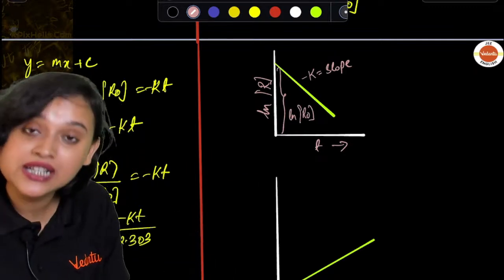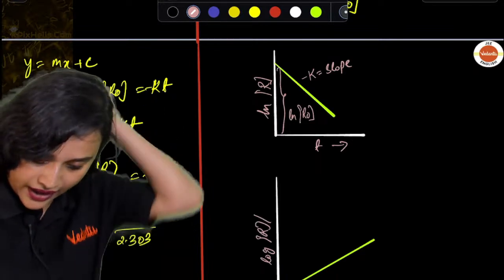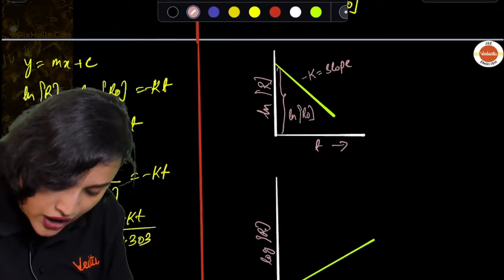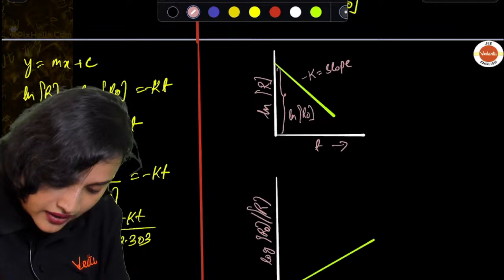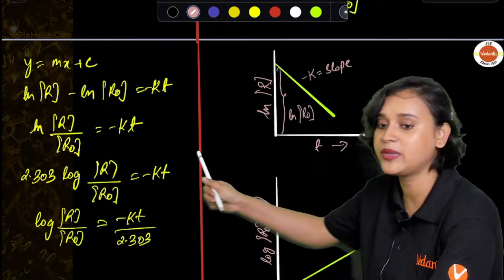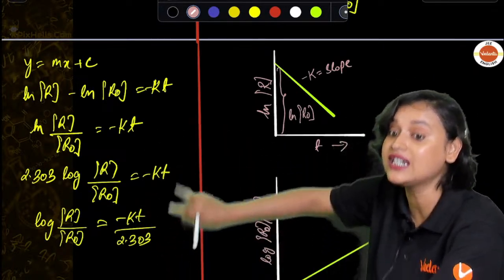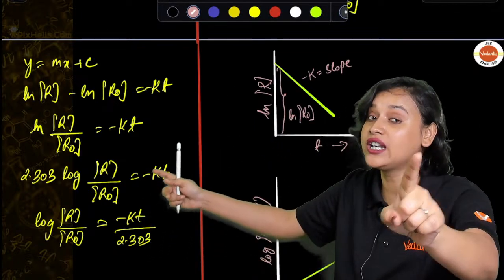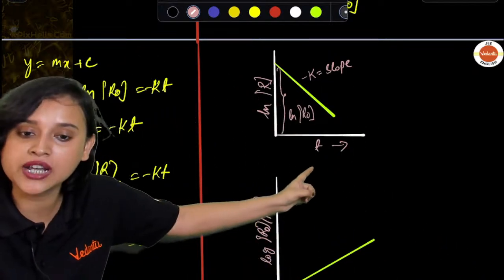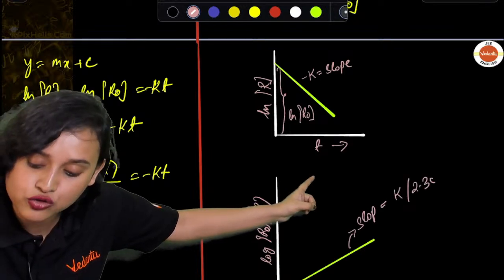At this point, what are we taking? Now I'm going to change it. I'm going to write log r naught divided by r. If I take log r naught divided by r, then see here, what do you see? You see minus kt. But do you see that I have changed it? I have written it as log r naught divided by r, not log r by r naught. Hence, my slope will become positive, everybody. And this time, my slope is equal to k divided by 2.303.